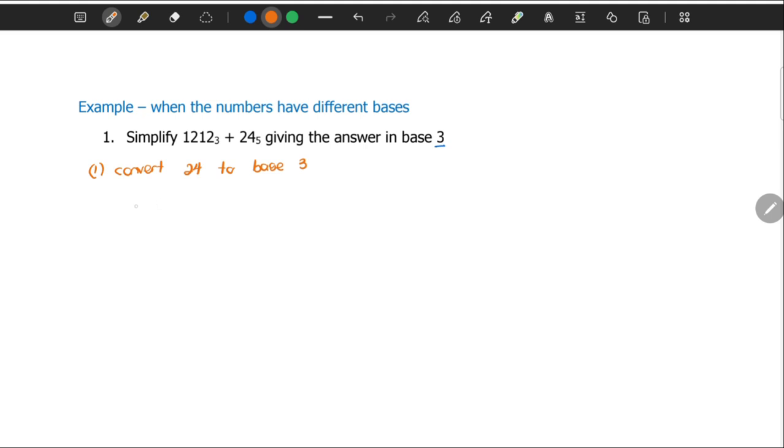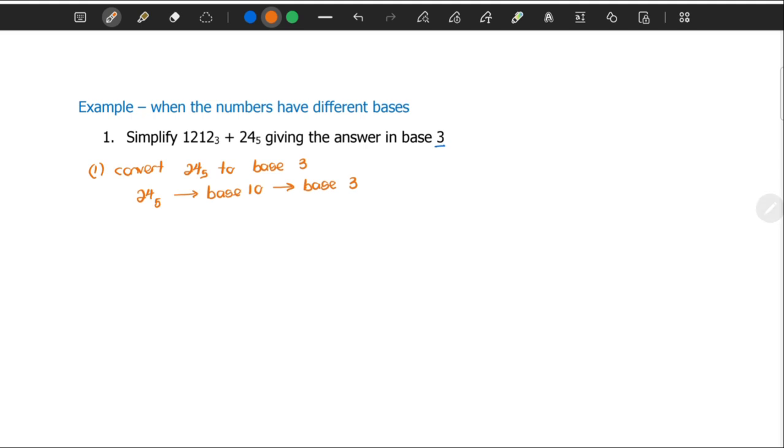So how do you do that? So it's 24 base 5. First you take it to base 10, then to base 3. Because you can only do operations in base 10. Or if you want to convert both of them to base 10 and then convert the answer to base 3, that's another way to go about it. So first convert 24 to base 3.